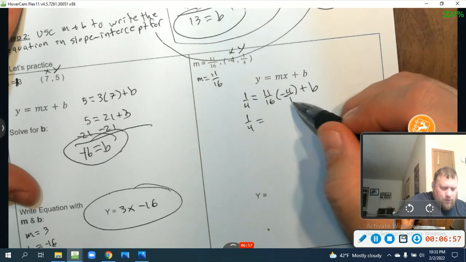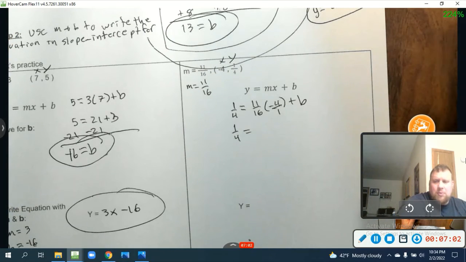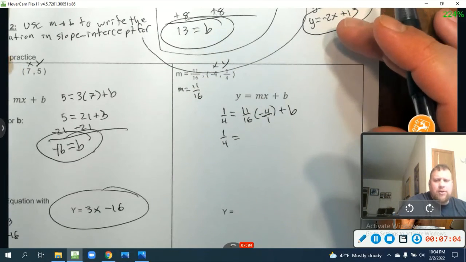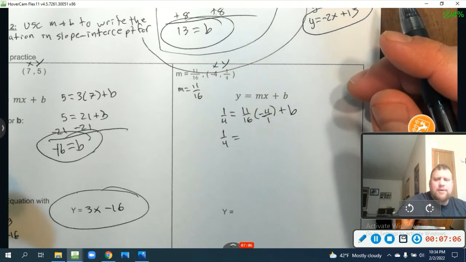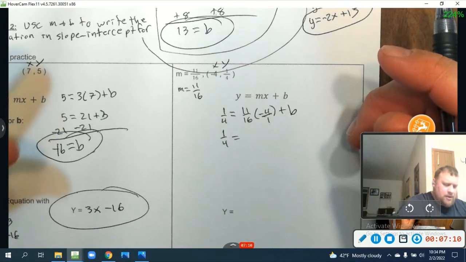And I can write this negative 4 over 1. What goes into both negative 4 and 16? Come on, what is it? I know some of you are thinking too. Think bigger. What bigger goes into it? Somebody yell it out. Hey, whoever's playing this, feel free to pause it. Let them yell out a little bit.